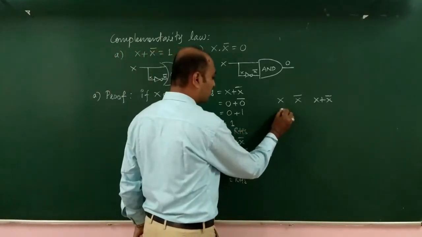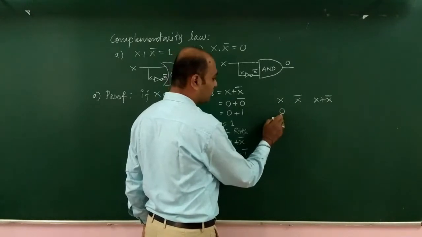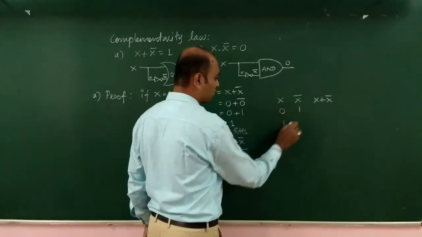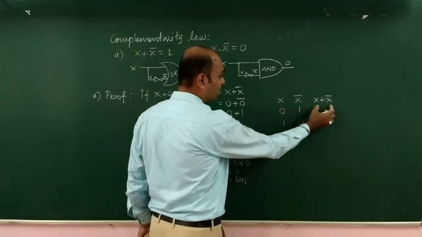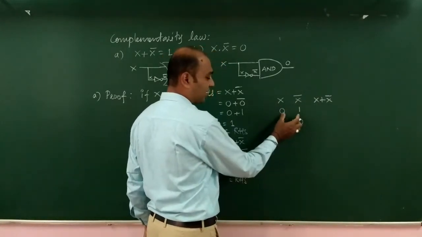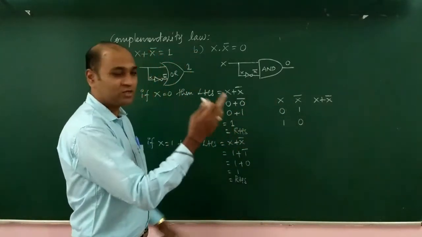The value of x would be either 0 or 1. X complementation gives me what? If it is 0, then it is 1. If it is 1, then the result is 0. Here we are going to OR between these two columns. Correct? True is true and false is false.